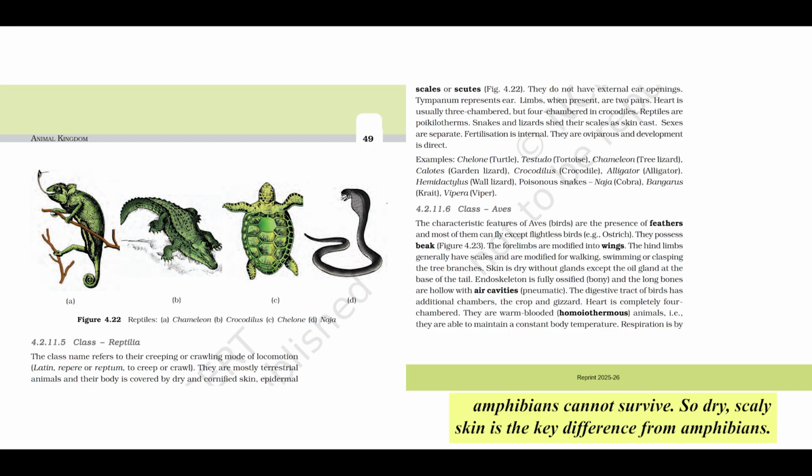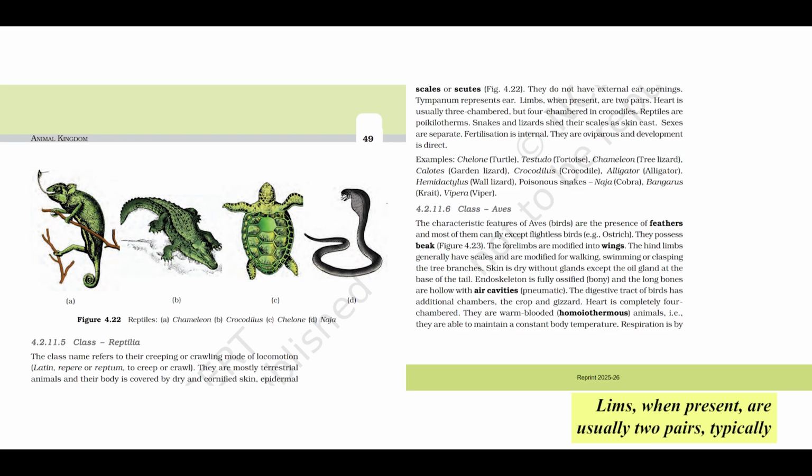So dry, scaly skin is the key difference from amphibians. What about ears and limbs? They generally do not have external ear openings, pinnae. Like amphibians, a tympanum, eardrum, often recessed, represents the ear. Limbs, when present, are usually two pairs, typically with 5 clawed digits, adapted for running, climbing, or paddling. However, limbs are completely absent in snakes and some lizards.